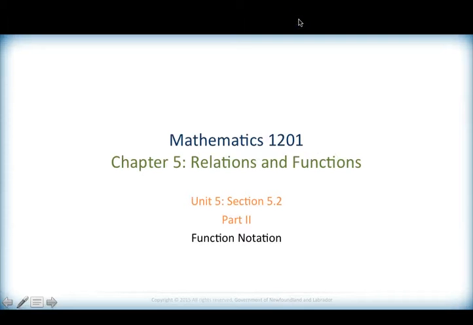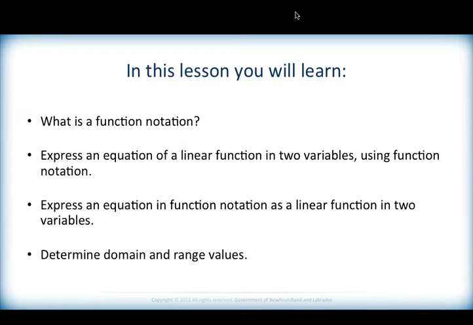In this lesson, we will cover section 5.2, function notation. In this lesson, you will learn what function notation is, how to express an equation of a linear function in two variables using function notation, how to express an equation in function notation as a linear function in two variables, and how to determine domain and range values from function notation.